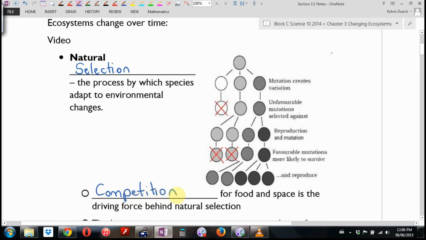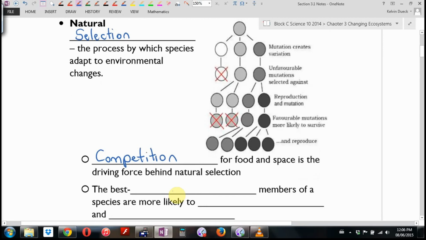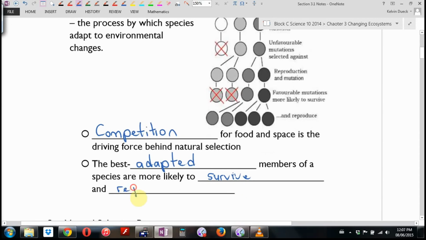Competition for food and space is the driving force behind natural selection. The best adapted members of a species are more likely to, what word do you think goes in the blank here? One thing, all life wants to survive. And there's a second thing that life wants to do, reproduce. You've heard this all summarized improperly as survival of the fittest.